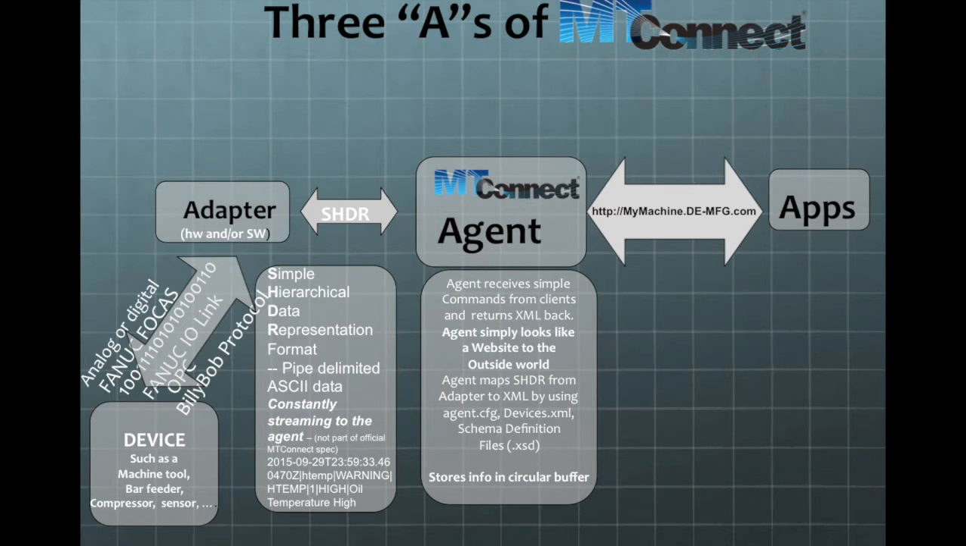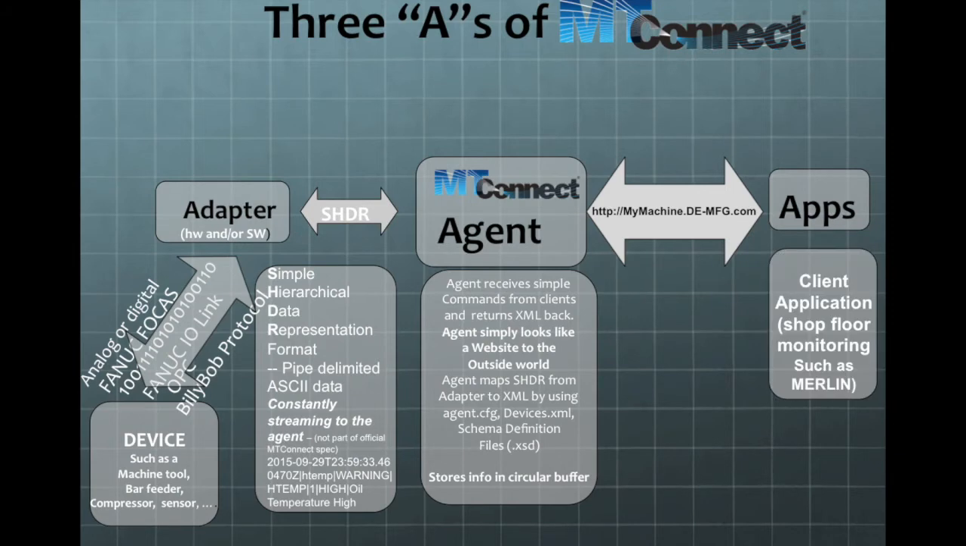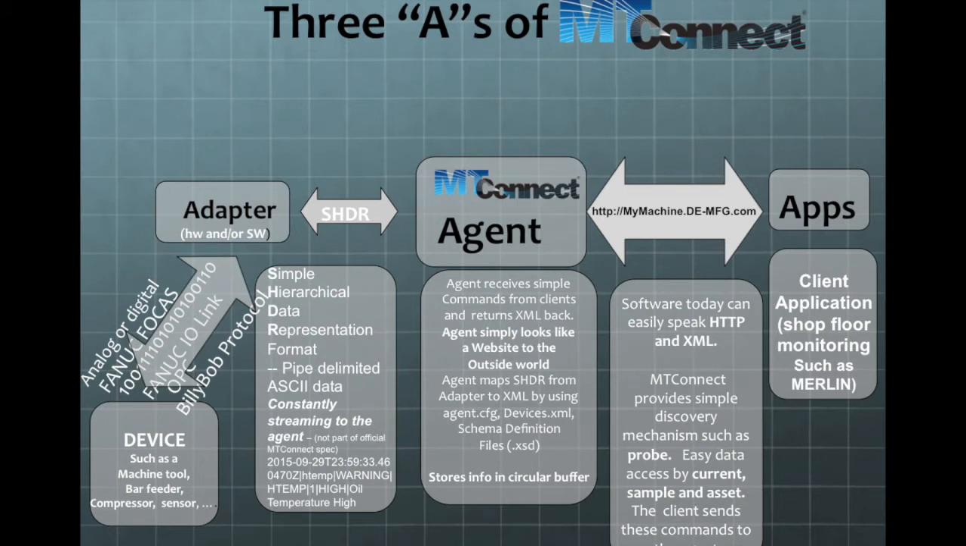So the beautiful thing about MTConnect and the agent is that it is very simple in terms of how you speak to it. You can literally speak to it from a browser since you're speaking HTTP. For example, what you see here is I could put in my browser mymachine.de-mfg.com, and I could then send commands to it to retrieve information. And the commands that I could send could be probe, tell me what physical devices you have and what data can I get from you.